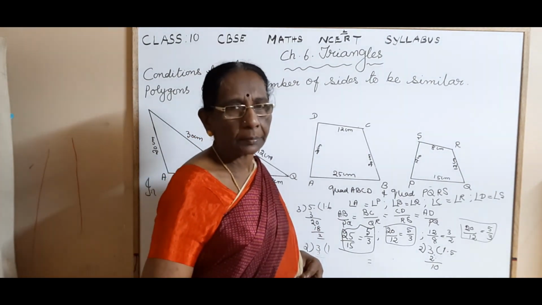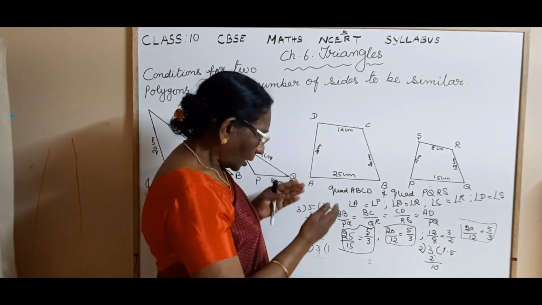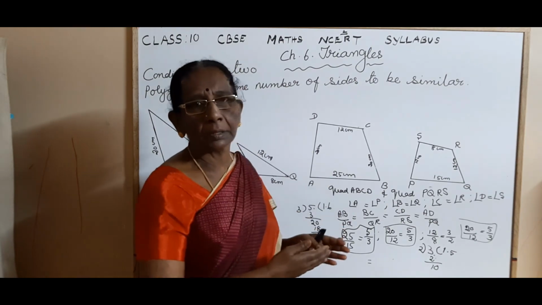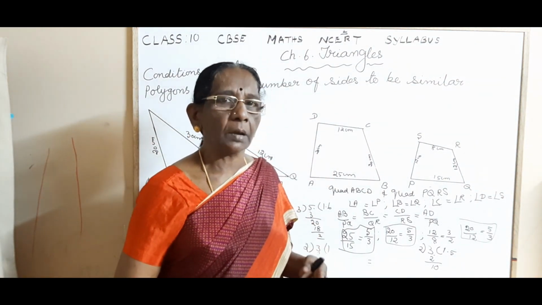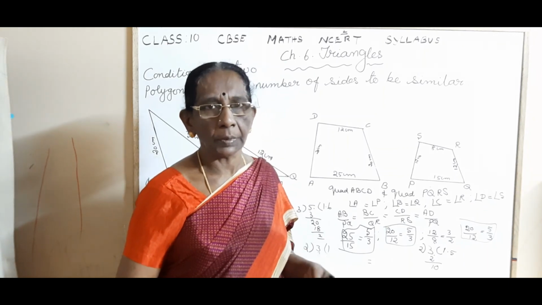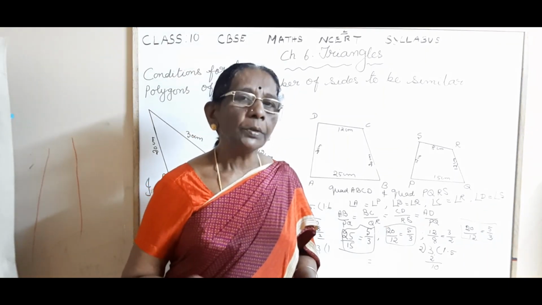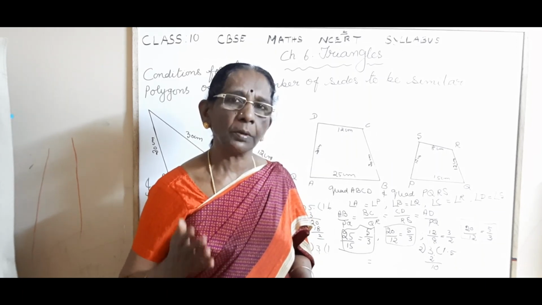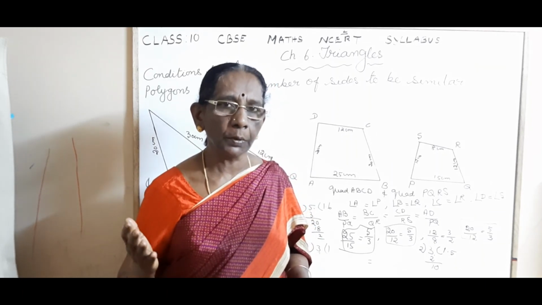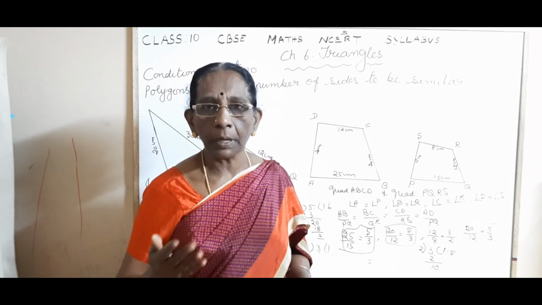Have you understood, children? So we have proved the two conditions for two polygons of the same number of sides to be similar. If you have any doubt, you write in the comment box. If you have any doubt in any chapter, you write in the comment box. I'll clarify your doubts. Okay, children?